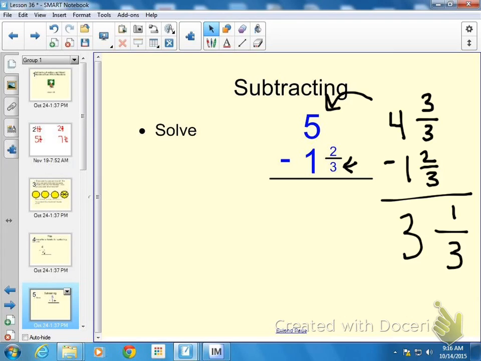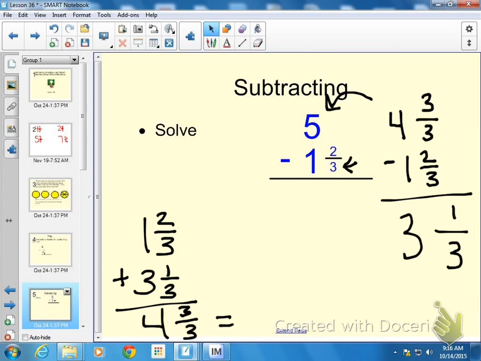How you can check these is you can plug them back in. I'm going to combine the piece I took away with the piece I had left. So I could say 1 and 2/3 plus 3 and 1/3. My denominator stays 3. 2 plus 1 is 3. 3 plus 1 is 4. And then that equals my whole 5 back in my answer. So you can always combine the two at the end to double check them.